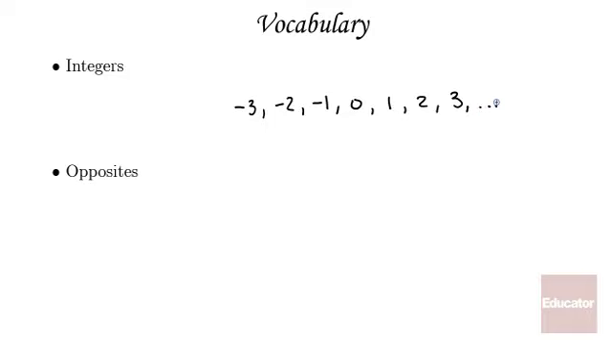Opposites are numbers that are the same distance from 0 but on opposite sides of the number line. So for example, opposites would be -3 and 3, or -2 and 2. Each of these numbers is the same distance from 0, but on the opposite sides of 0. Notice that integers are all numbers and their opposites, including 0.